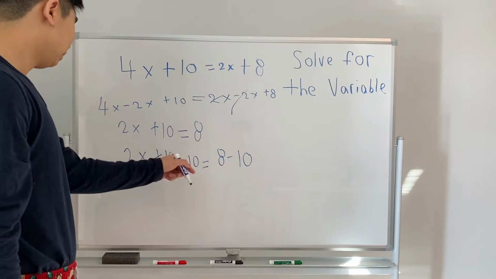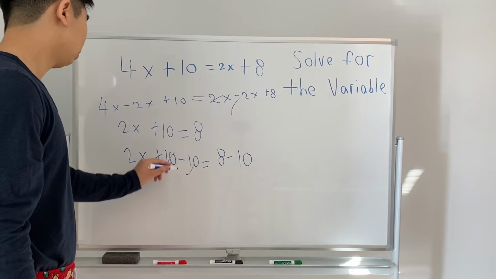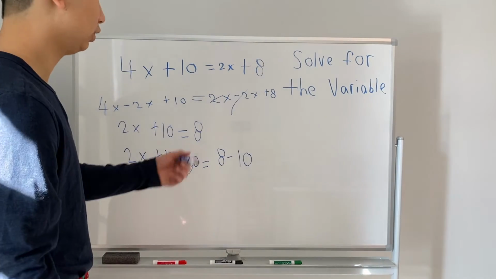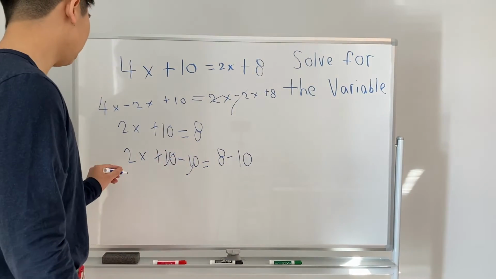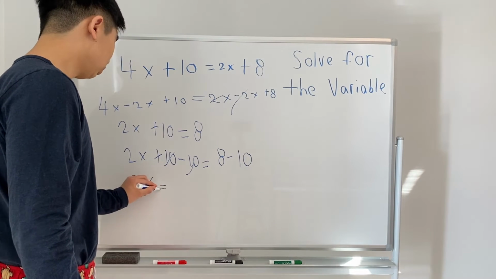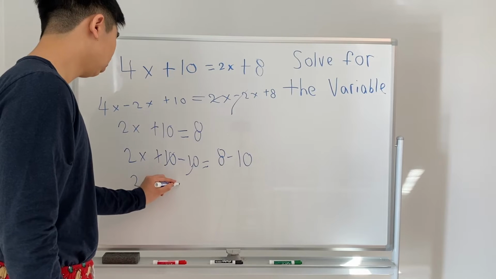And then 10 minus 10 is 0, so we can cross them out. You don't have to cross them out on your test, I'm just doing it so it's easier for you to see. So now we're left with 2x equals 8 minus 10, which is negative 2.